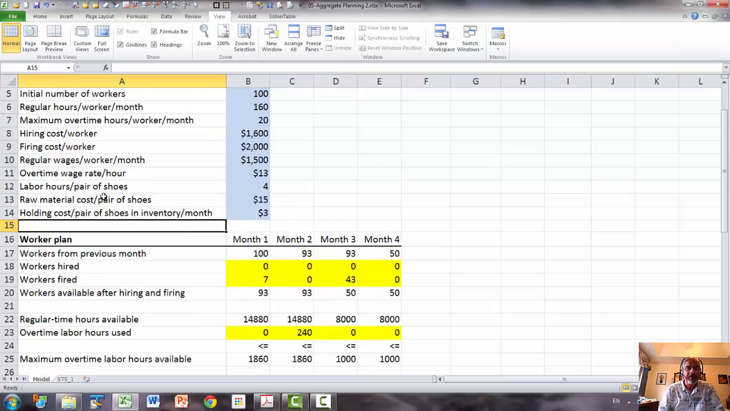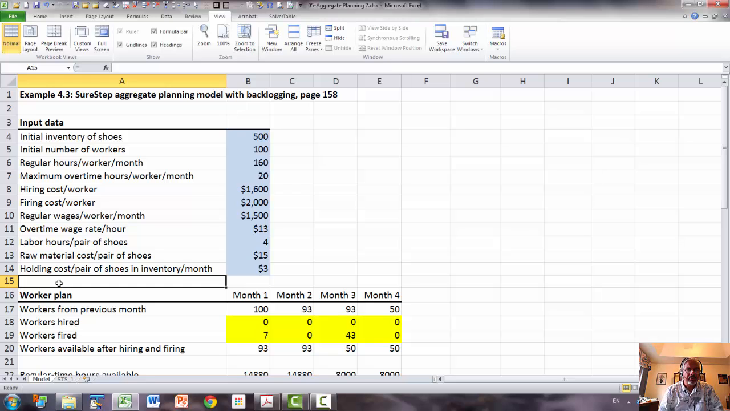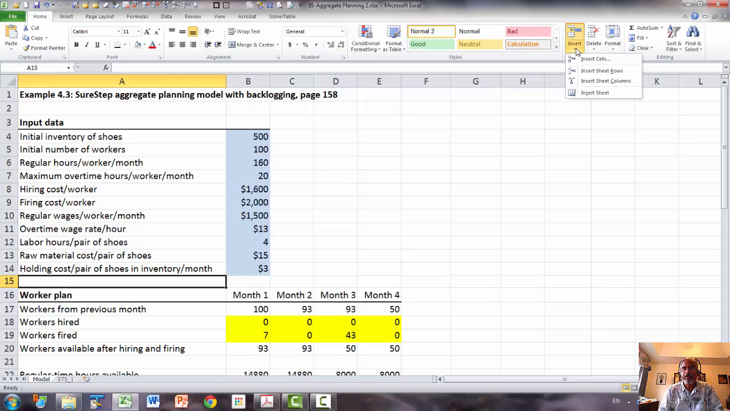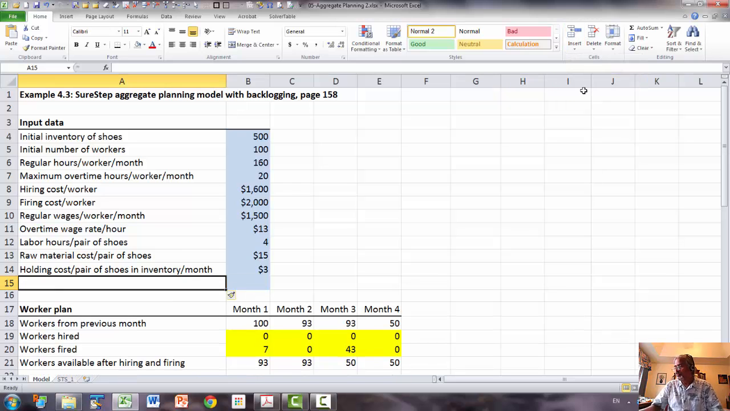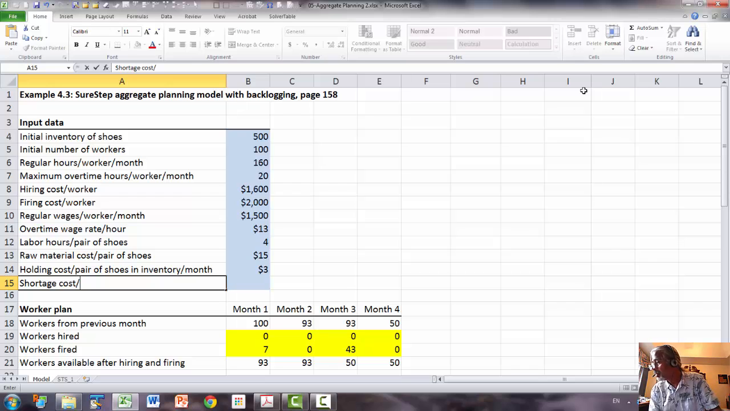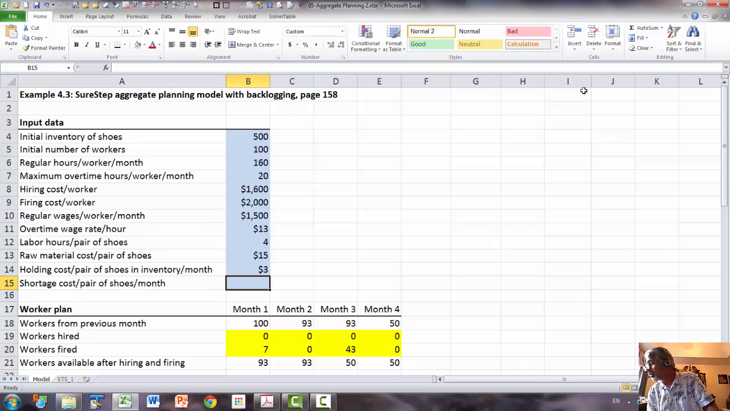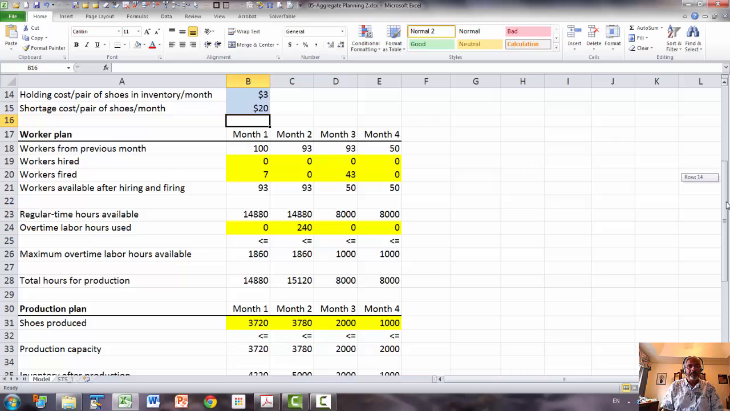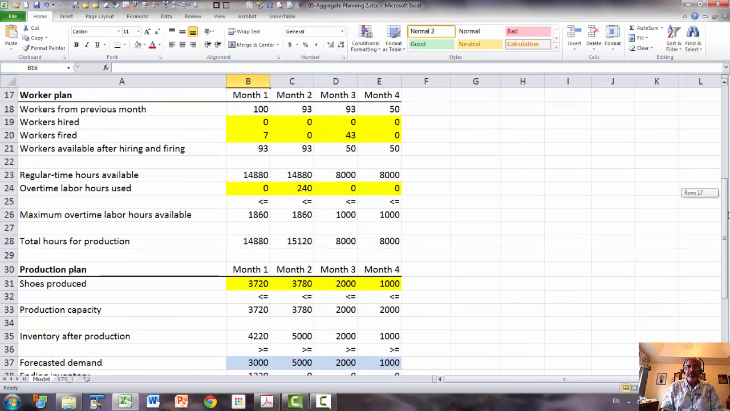So let's make changes to this existing model. I'm going to insert a row here and enter the cost, say shortage cost per pair of shoes per month, and this is given in your textbook to be $20. Now, given that, the rest of all of this would be the same.